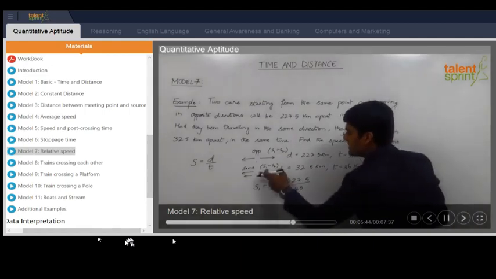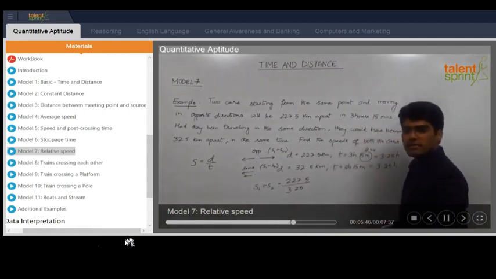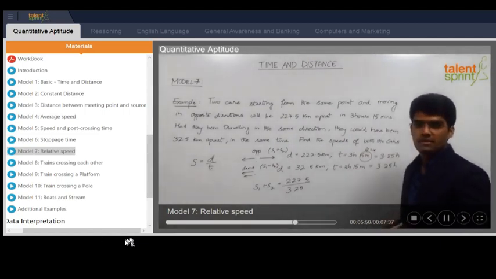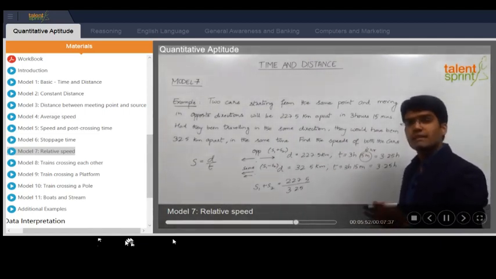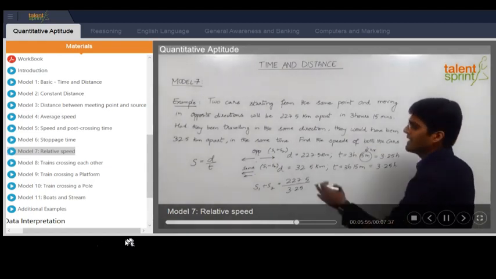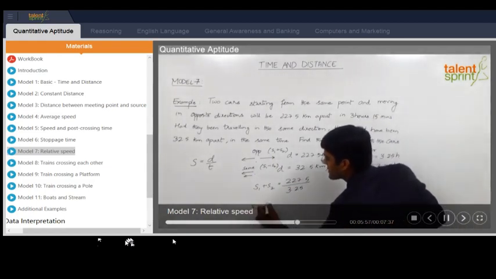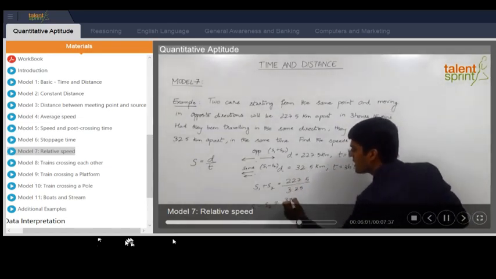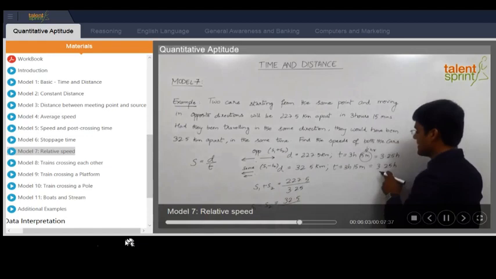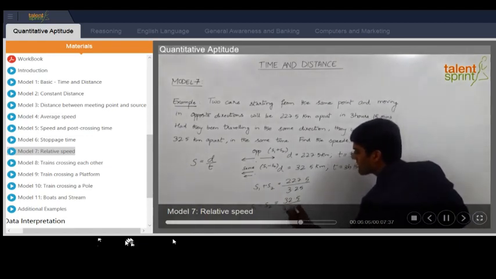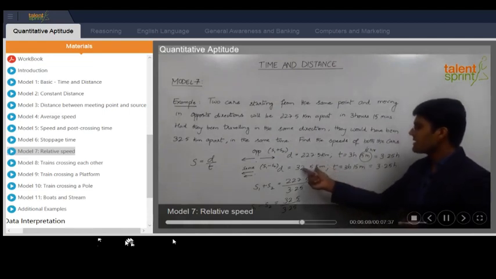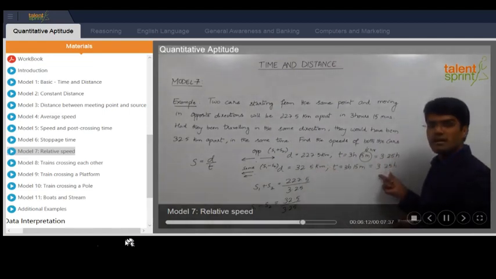And when they move in the same direction, the relative speed is S1 minus S2. Generally we take the difference because we need to have a positive relative speed. So here let us assume that the first car is running at a higher speed. So we can take it as S1 minus S2, and that should be equal to distance by time. The distance is 32.5 kilometers and the time taken is 3.25 hours. Here again, conversions are not required. Why? Because the distance is given in kilometers and the time is given in hours, so the speeds we get will be in kilometers per hour.